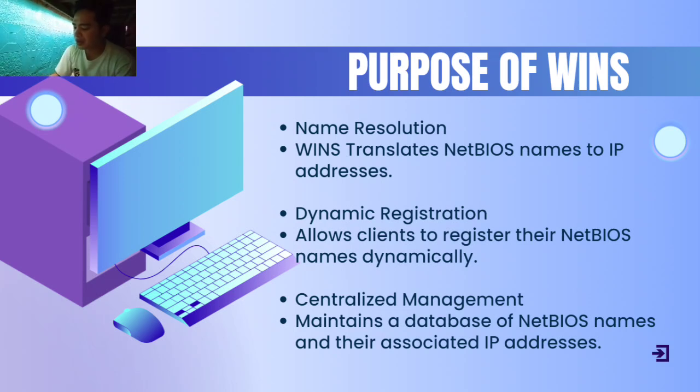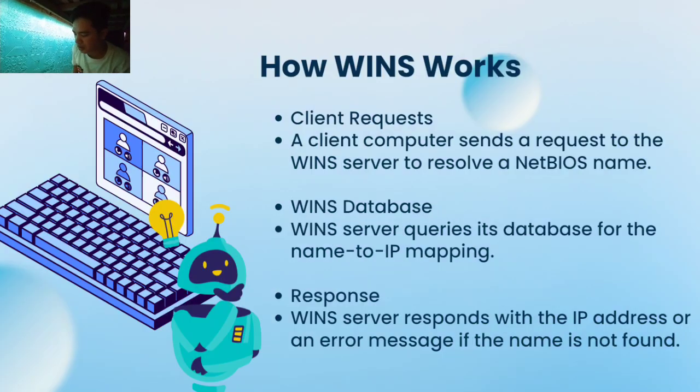When a machine wants to communicate with another device, it first checks its local cache for the corresponding IP address of a NetBIOS name. If the IP address is not cached, it sends a query to the WINS server asking for the IP address of the target device's NetBIOS name. The WINS server looks up the name in its database and returns the correct IP address to the querying machine.